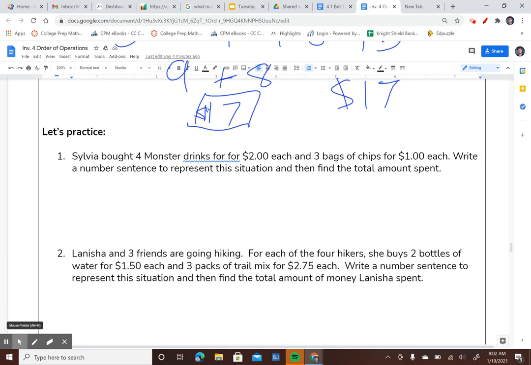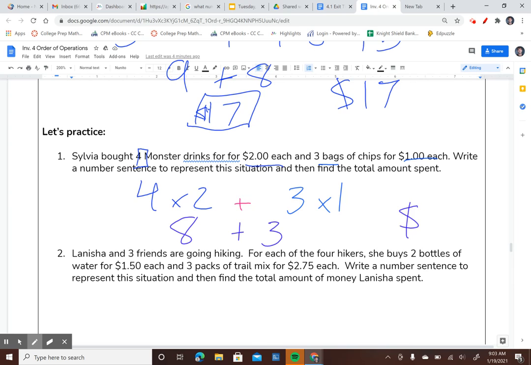Here we're practicing. So go ahead, see if we can figure out how we solve and set up this next problem here. Sylvia bought 4 Monster drinks. All right, so we have 4 Monster drinks for $2 each. So I'm going to show that as 4 times 2. And then I'm going to add it to 3 bags of chips for $1 each. And then again, we have to do our multiplication before our addition. So it's going to turn into 8 plus 3, which would give me $11.